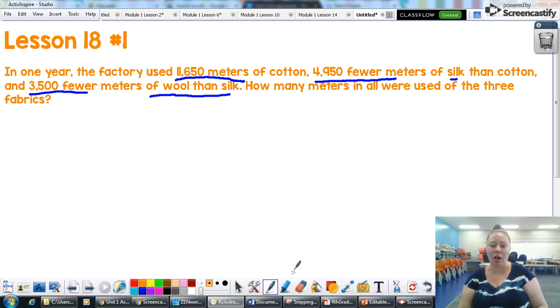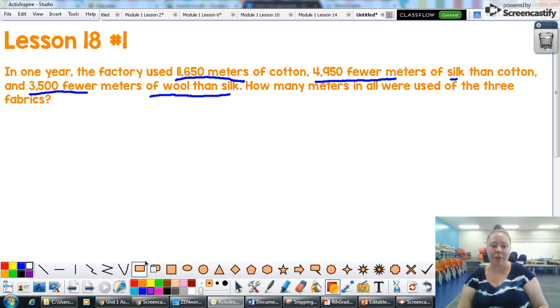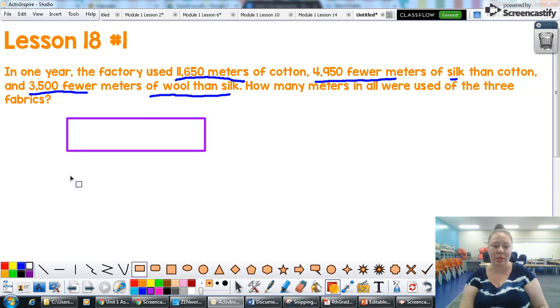Next, I want to draw. So I'm going to draw a tape diagram to represent this problem. So first off, it says they used 11,650 meters of cotton. So I'm going to draw a rectangle to represent that. Okay, so this will be cotton. Then it says 4,950 fewer meters of silk than cotton. So I'm going to line up my rectangles as best I can. I can go back and fix that.